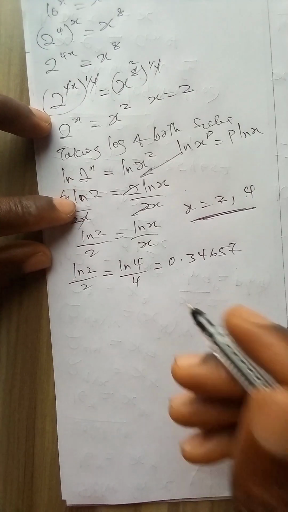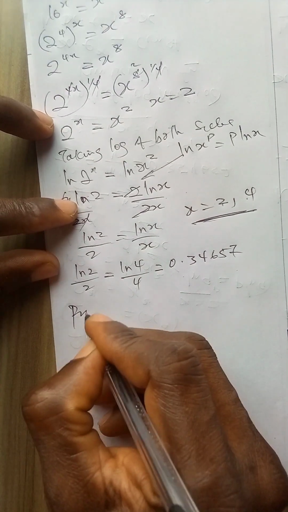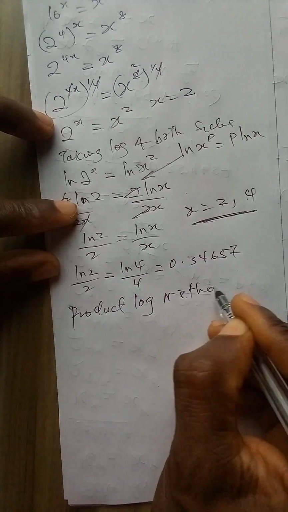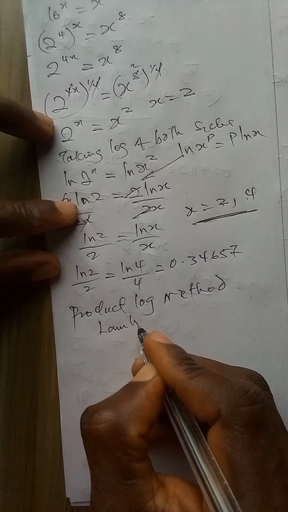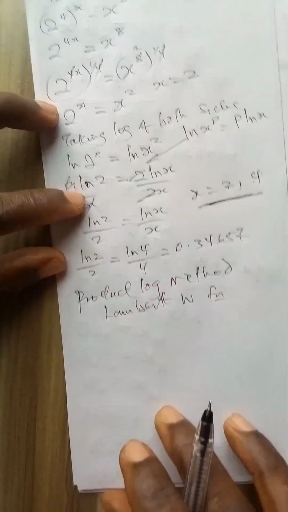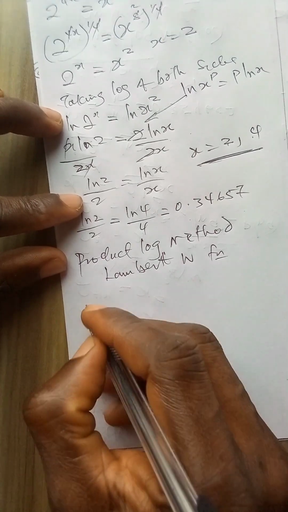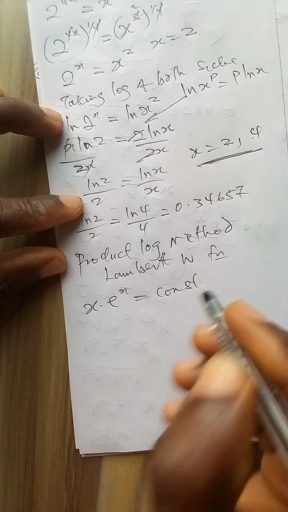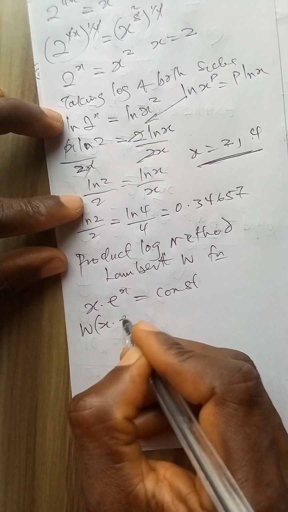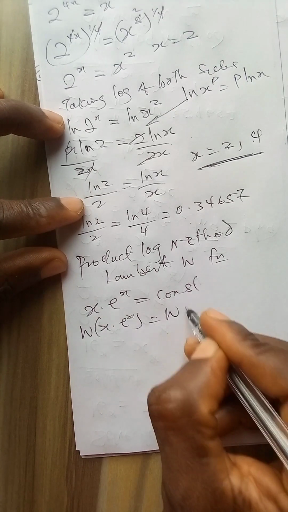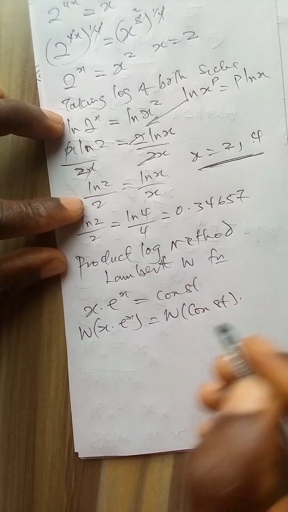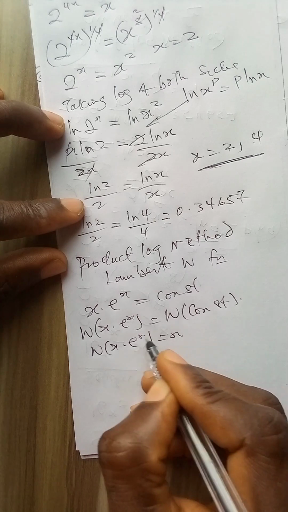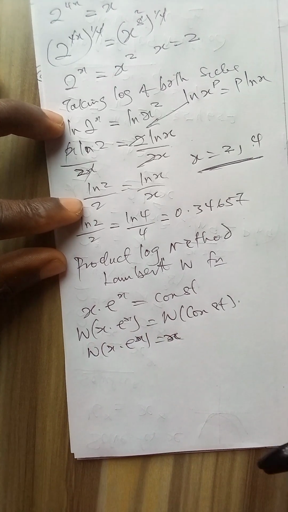Now, another method that I want to use in solving this is the product log method. This product log method is also known as the Lambert W function method. Now, the gist of this method is this. If I have x times e to the power x equals a constant, and I take the Lambert W of both sides, I will have solved the equation. So the Lambert W of this side will give me x. So this is one way that I can make x the subject.